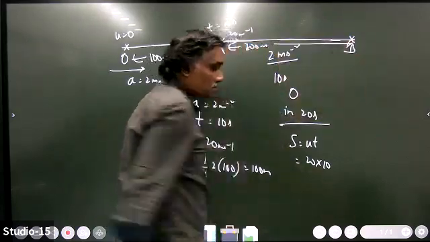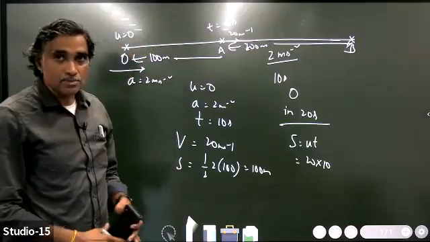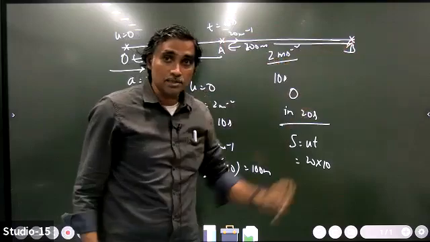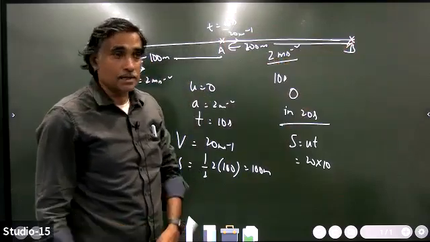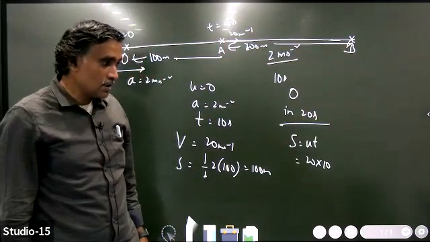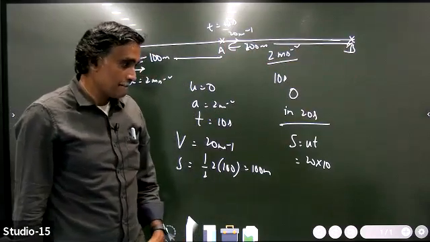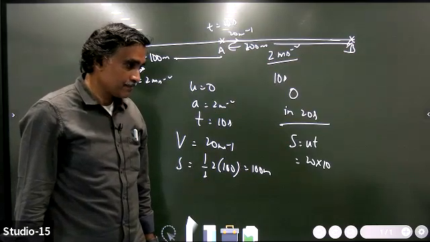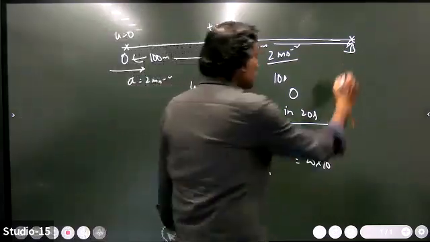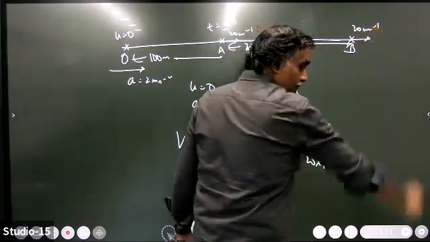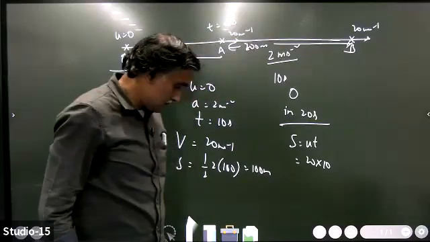So what is total displacement in 20 seconds? First 10 seconds 100 meters, next 10 seconds 200 meters. So what is total displacement? 300 meters, in the same direction. Followed? Any doubt? What is velocity here? 20 only. Any doubt?